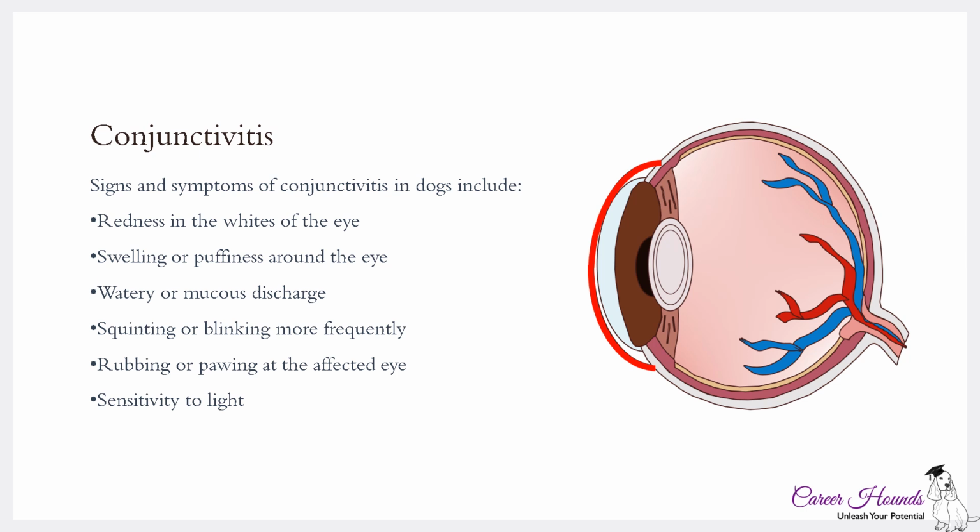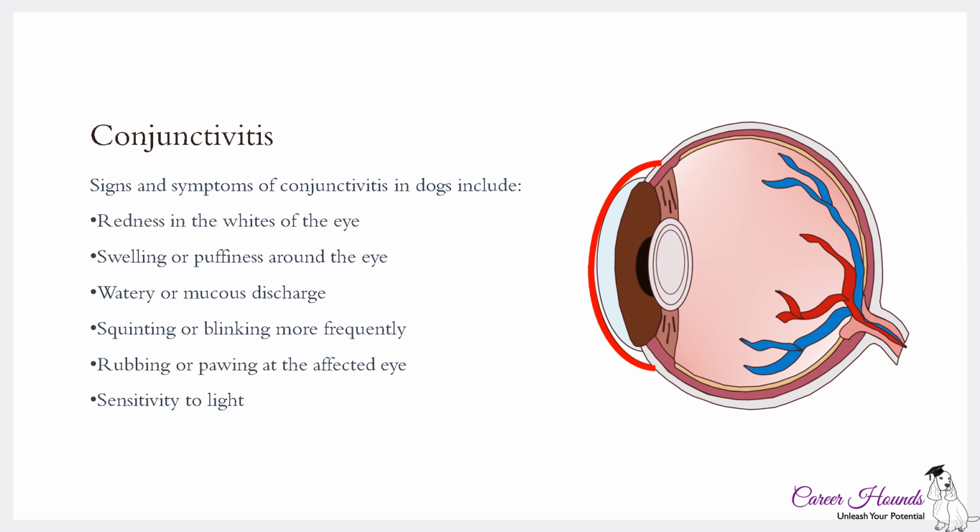health issues. Signs and symptoms of conjunctivitis in dogs include redness in the whites of the eye, swelling or puffiness around the eye, watery or mucus discharge, squinting or blinking more frequently, rubbing or pawing at the affected eye, sensitivity to light. Causes of conjunctivitis in dogs can include bacterial or viral infections. Infections caused by bacteria or viruses such as canine distemper virus or canine adenovirus can lead to conjunctivitis.